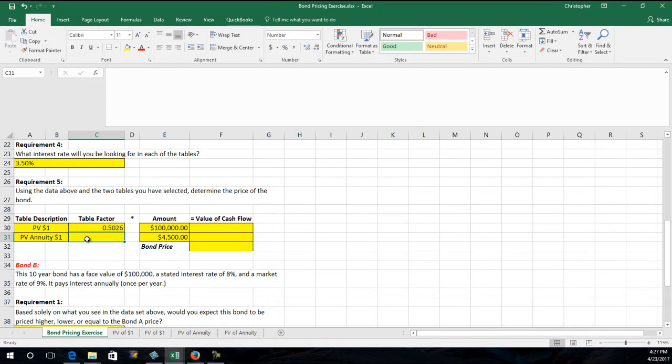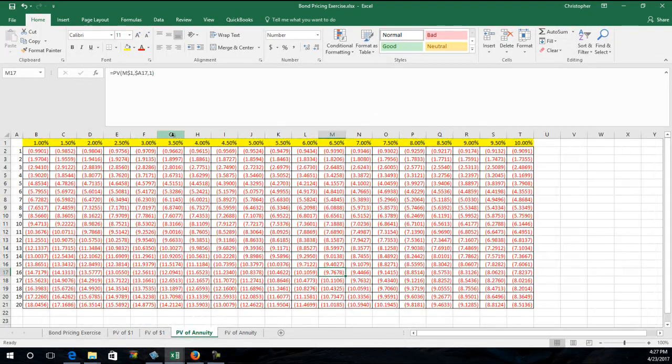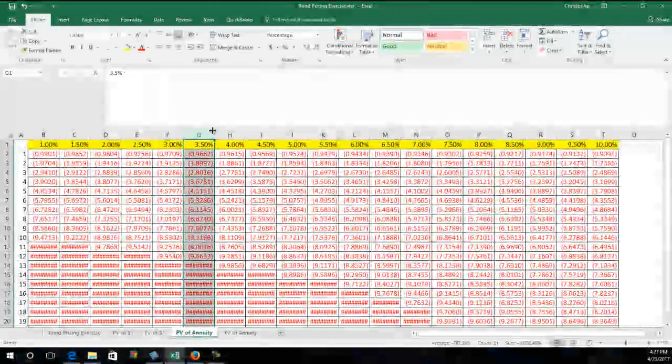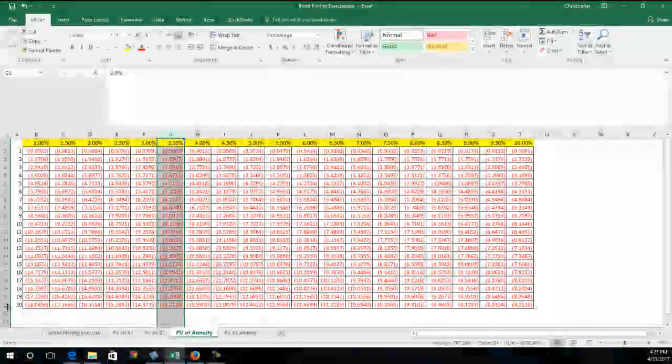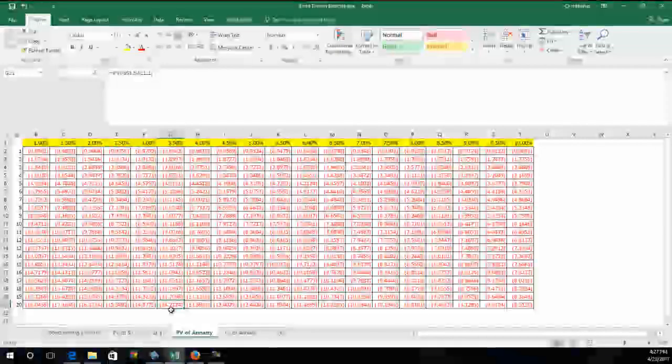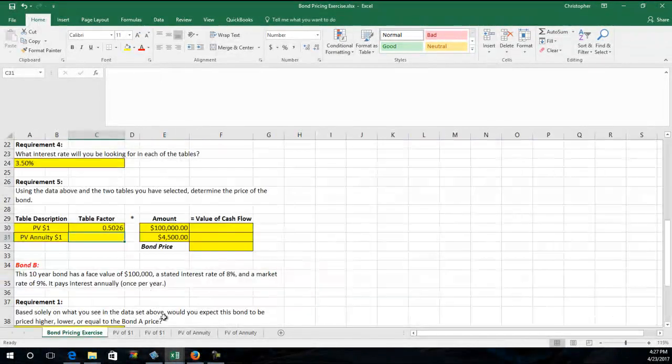The present value of an annuity of $1, still 3.5%, and still 20 periods, but now the annuity factor is 14.2124. So let's think about that for a second. The present value of $1, that factor is less than 1, which is what we would expect. The present value is always going to be less than 1.